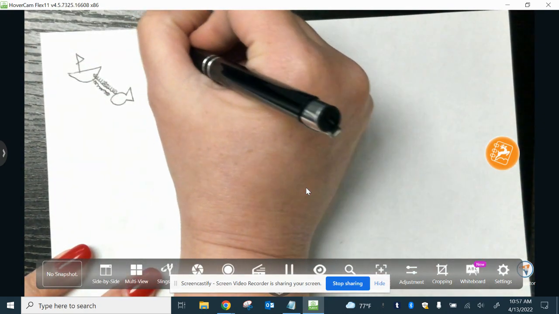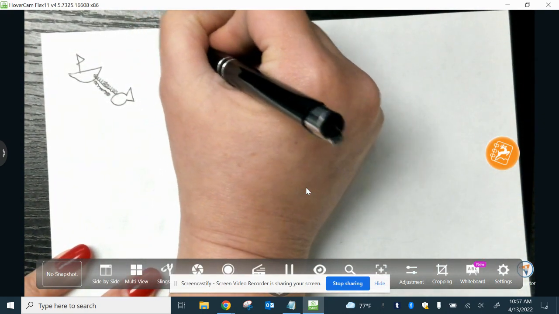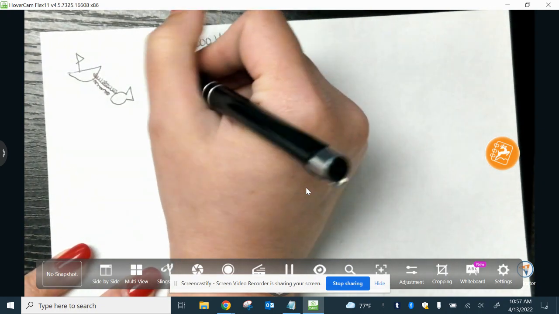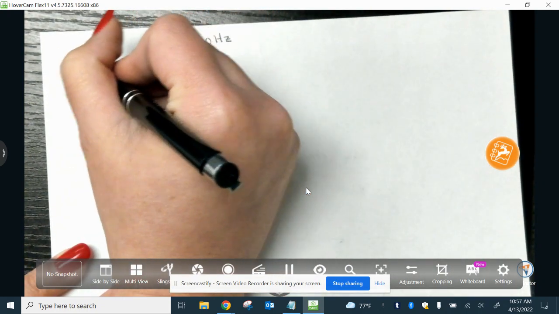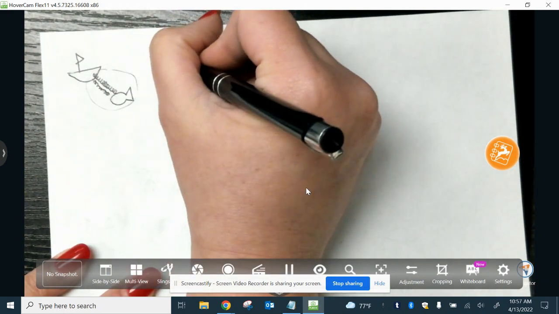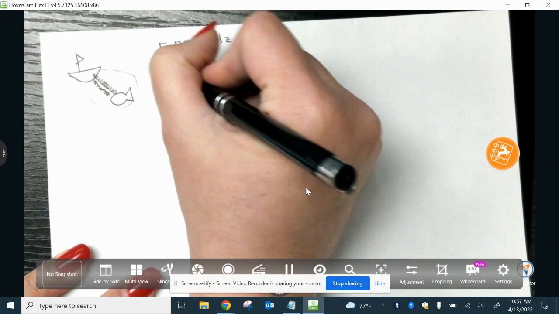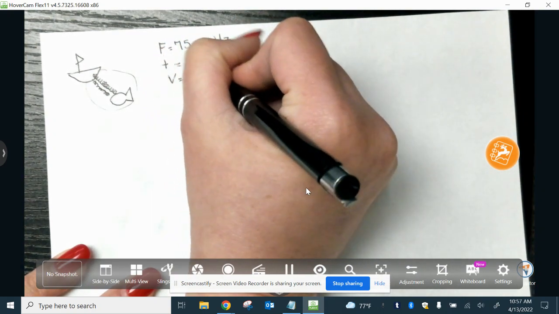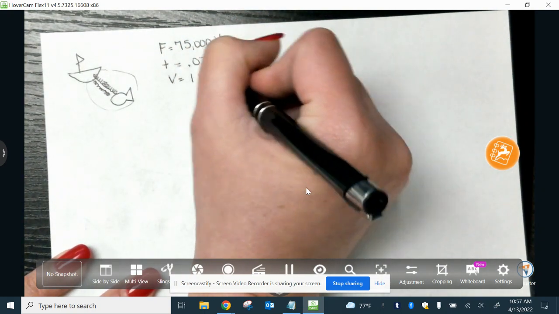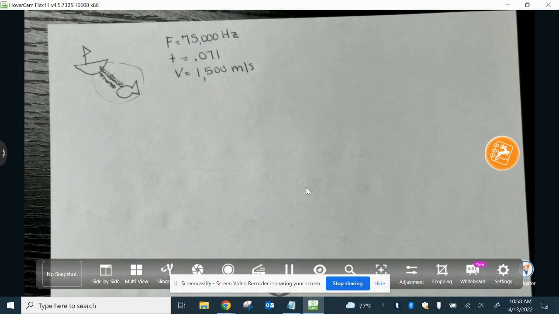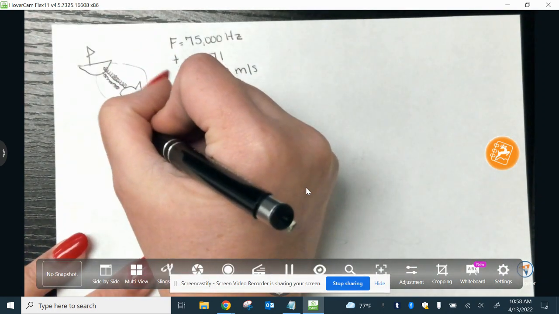So the frequency is 75,000. This entire time is 0.071, and the velocity of the wave is 1500 meters per second. All right, part A, I just want you to find that wavelength.